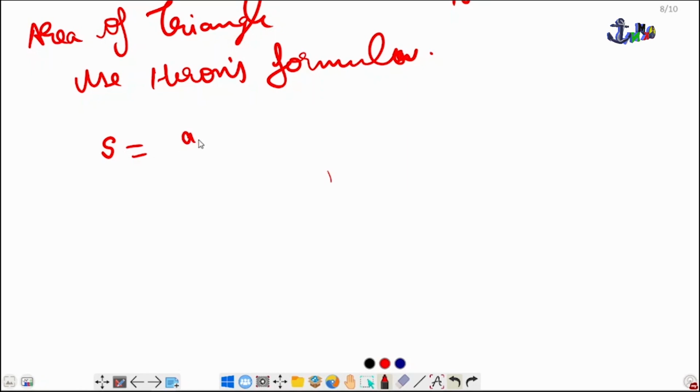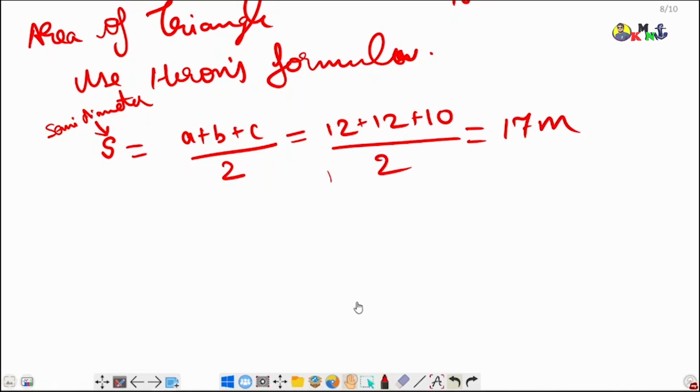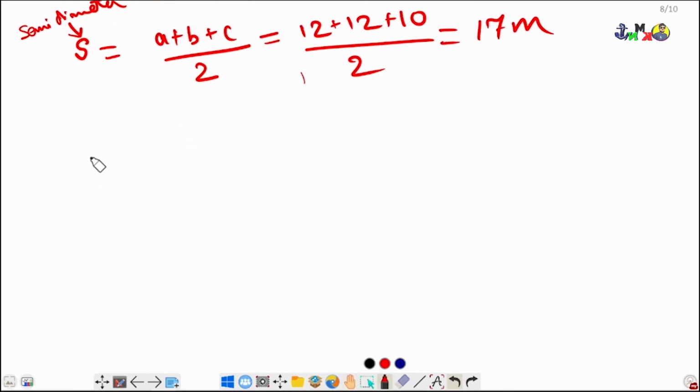That will be equals to A plus B plus C divided by 2. A, B, C are the sides. So 12 plus 12 plus 10 divided by 2. So this will be 34 divided by 2. That will be 17 meters. Then we need to apply area formula.